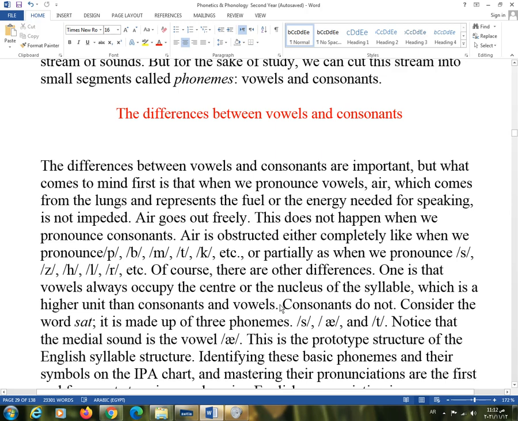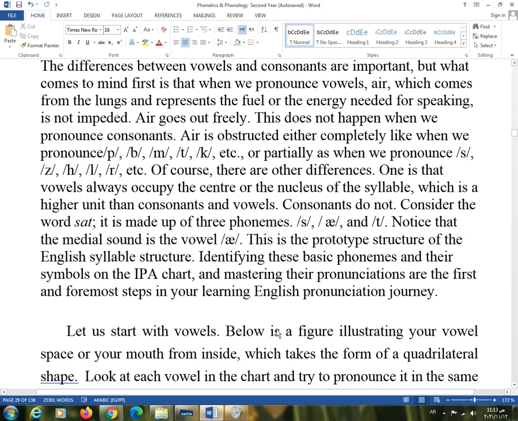In the pronunciation of vowels, our mouth is somehow open and the airstream is not blocked, and when we pronounce a consonant, the airstream is impeded or blocked in one way or another. This is how to differentiate between vowels and consonants in any language.